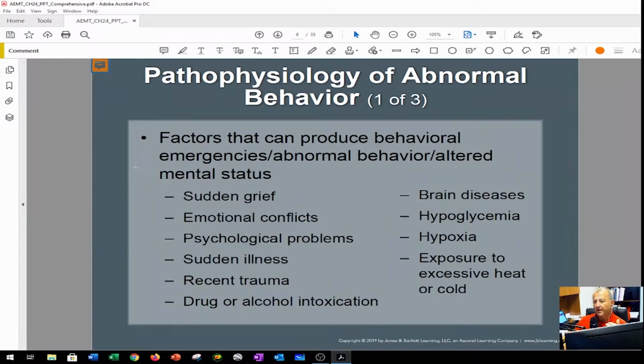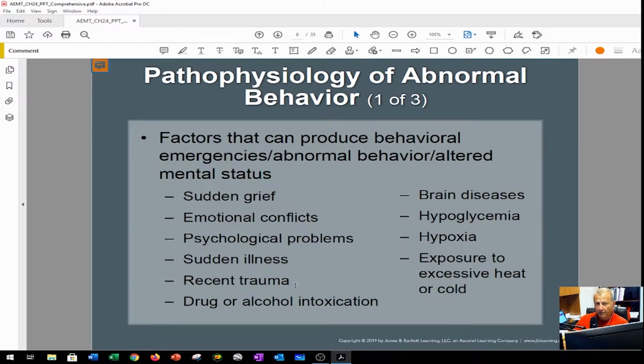So the path, though, of abnormal behavior. Okay, so let's look at that for a second. So sudden grief, any of these on the screen can cause some type of abnormal behavior or altered mental status. Altered mental status is more than just whether the patient can respond to verbal pain. Mental status is how they're behaving, if they're altered in that.